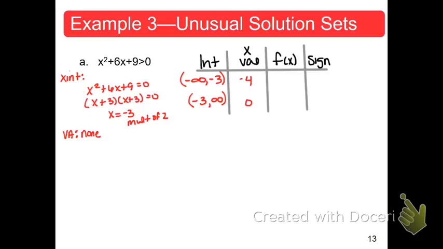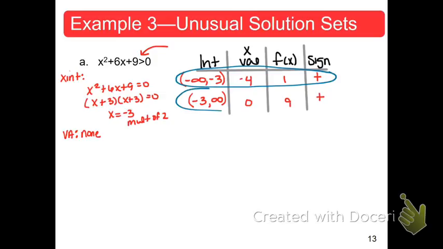Plug that into our f of x, and we get 1 for the negative 4. And when we plug in 0, we get 9. Now both of those numbers are positive. So remember, to find your solution, you look back at the inequality in the problem, where we have the 0. I see it's greater than 0, and what kind of numbers are greater than 0? Well, positive numbers are greater than 0. So both of these are going to be my solution.